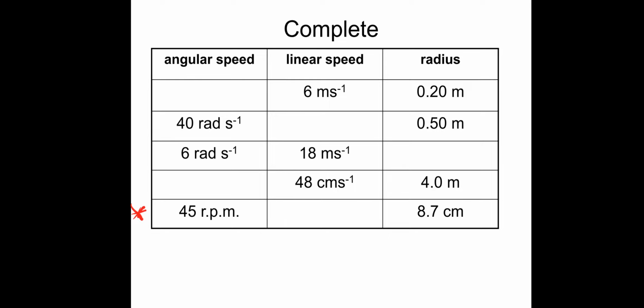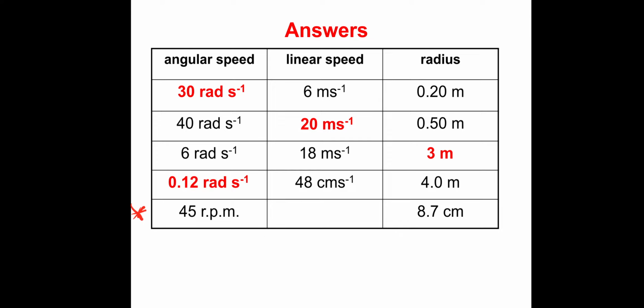So the first one, using V equals r omega, you'd get 30 radians per second. Second one, you should get 20 meters per second. Third one, 3 meters. Next one, remember to convert the centimeters per second into meters per second. You get 0.12 radians per second. And the last one, if you managed to get it, but don't worry if you didn't, 0.41 meters per second. And I'll be showing you how to do this type of question in the next lesson.